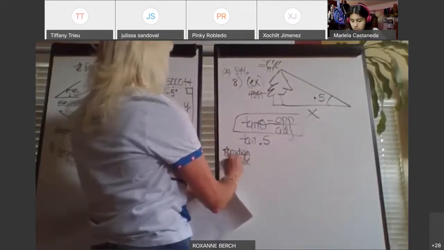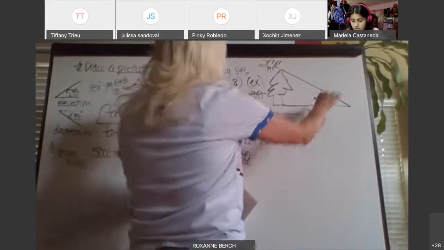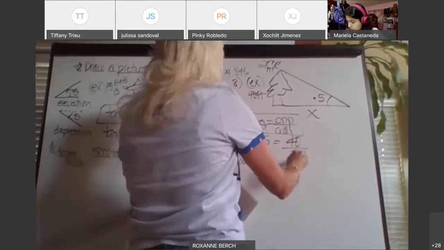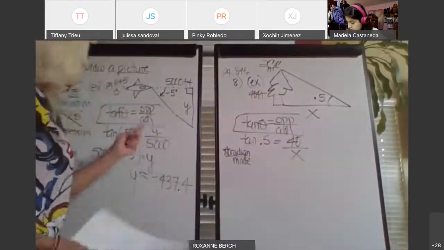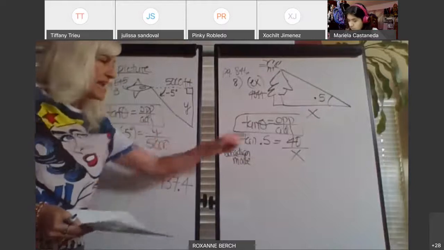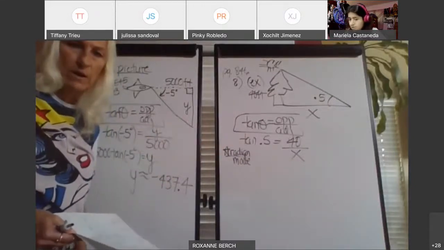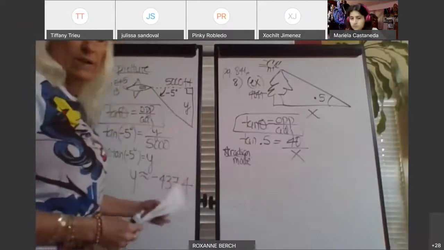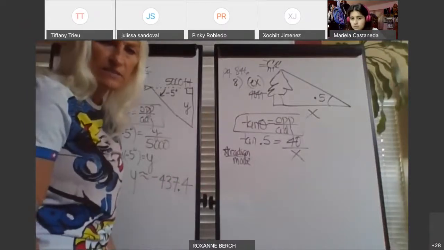Got to pay attention. This is equal to, put your finger on the angle, opposite would be 40, adjacent is x. So this is different. Over here, the variable is in the numerator. Now the variable is in the denominator. So you can either cross multiply, or I'm going to multiply both sides by x.